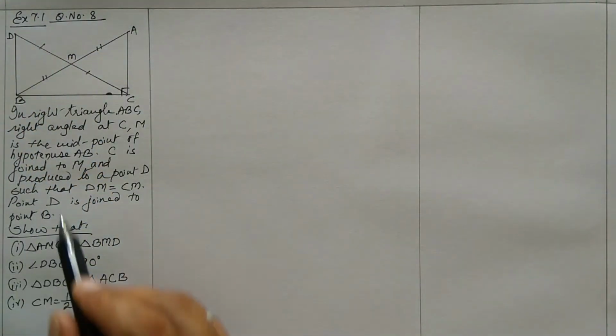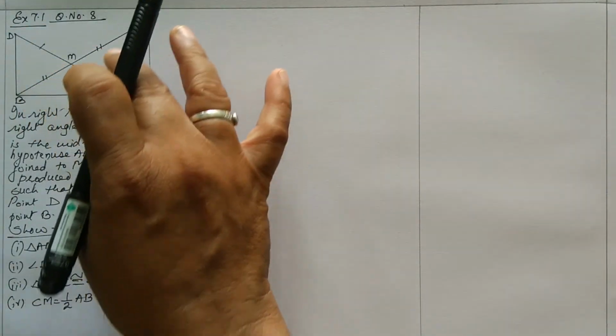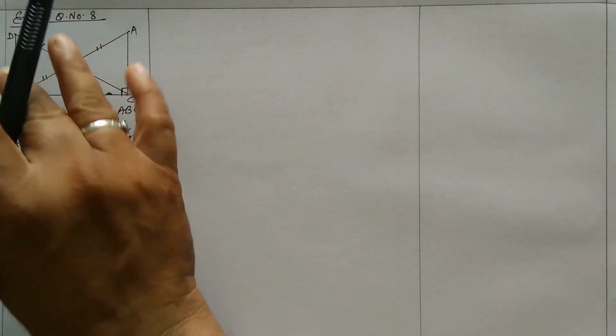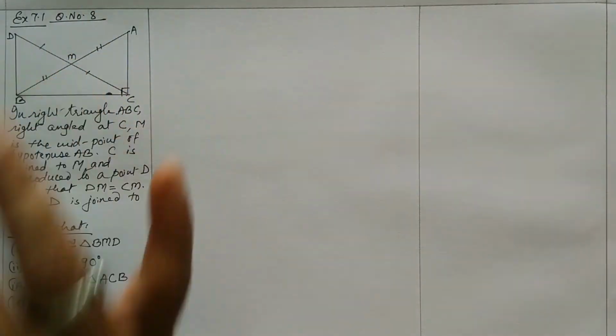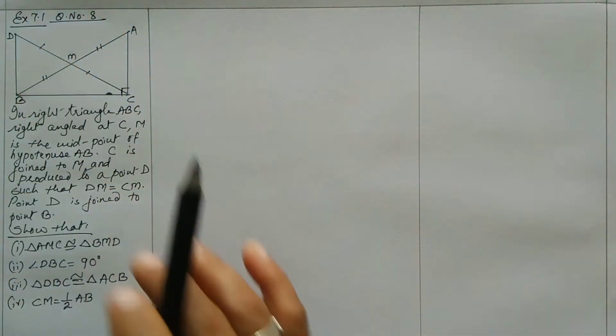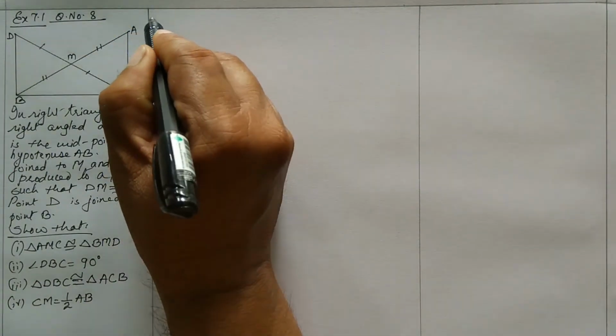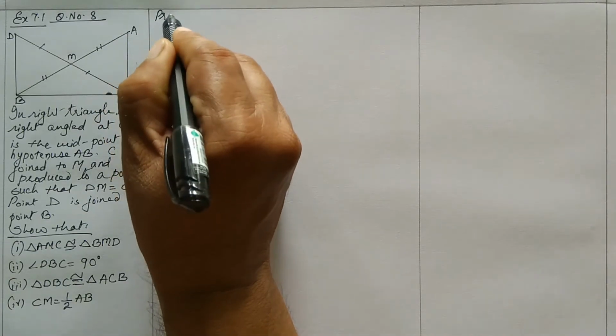Then you have to show triangle AMC is congruent to triangle BMD. Angle DBC is a right angle. Triangle DBC and ACB are congruent, and CM is half of AB. All these four different things we have to prove. Let us see the proof.